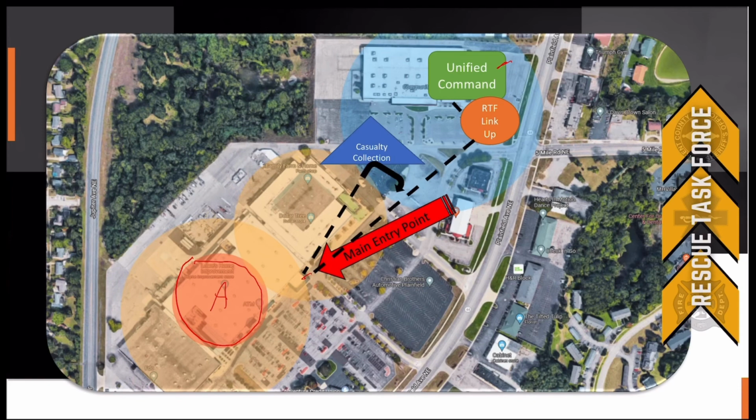Once we get patients, we would then move those patients up to the casualty collection point where they could then be distributed to the ambulance companies. We would refill our equipment if we had to use any equipment on the scene while we're in the warm zone, refill, and then re-enter into the main entry point.